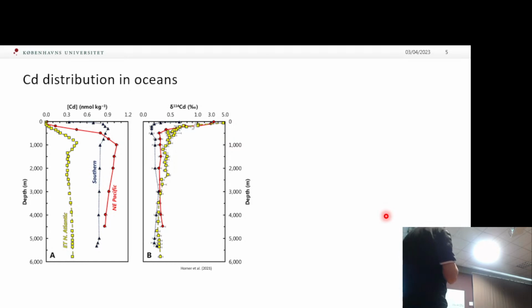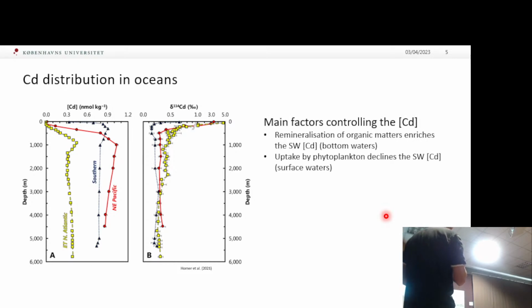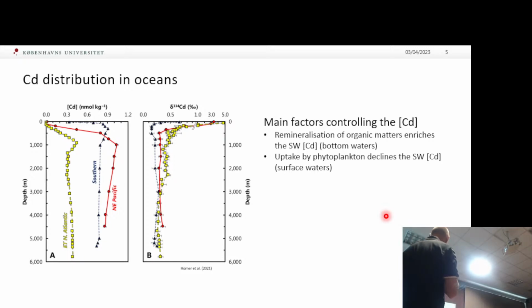I don't know if you know the nutrient patterns in oceans. You see it for barium, you see it for zinc, for example. But as I told you before, the main factors controlling cadmium are remineralization of organic matter, which enriches the cadmium at the bottom here, and uptake by phytoplankton, which declines the cadmium concentration in seawater.